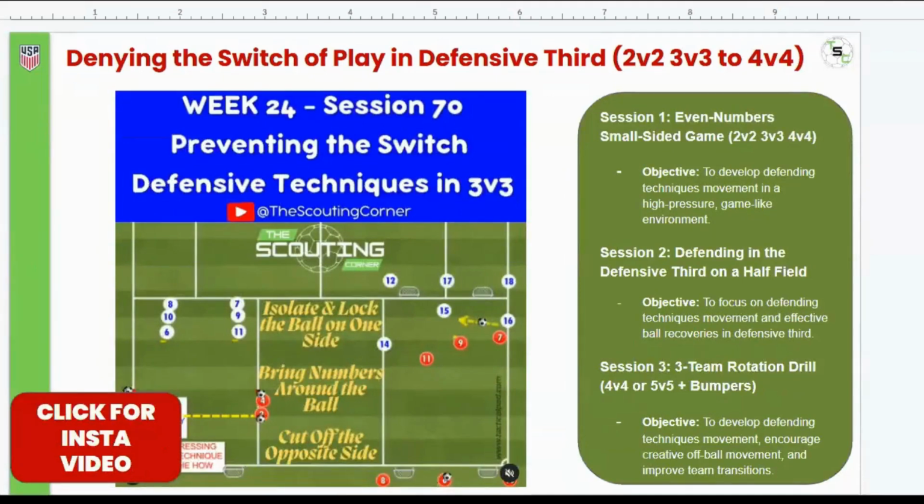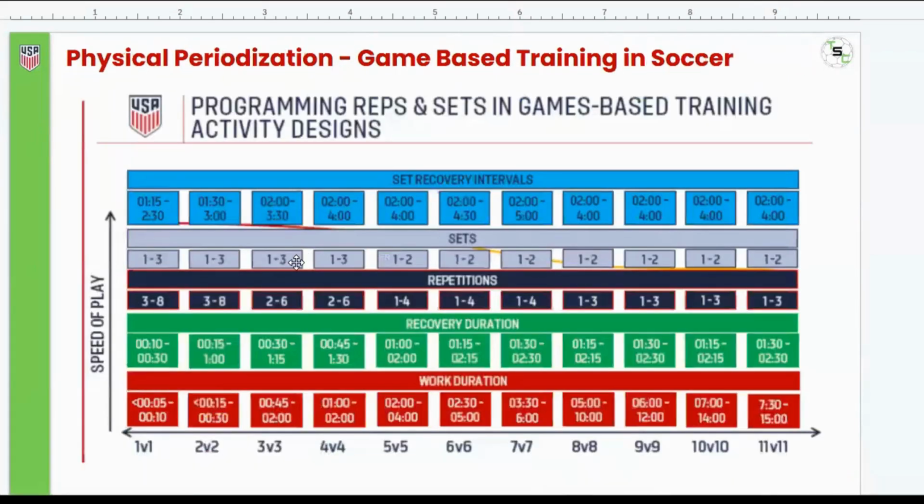So physical periodization, how long are you supposed to do this for? Obviously, your warm up, I would say 15 to 20 minutes plus your stretching and try to get ready. And then you go into your 2v2 to 3v3 type of situation. So your work duration is between 1 and 2 minutes. They recover approximately 1 minute. So let's say that's 2 to 3 minutes each set.